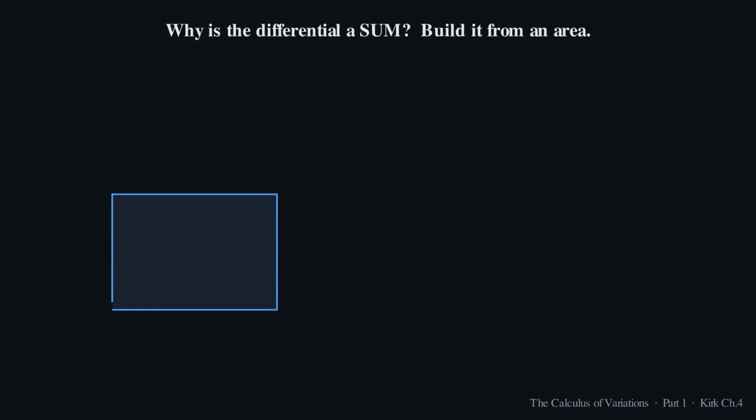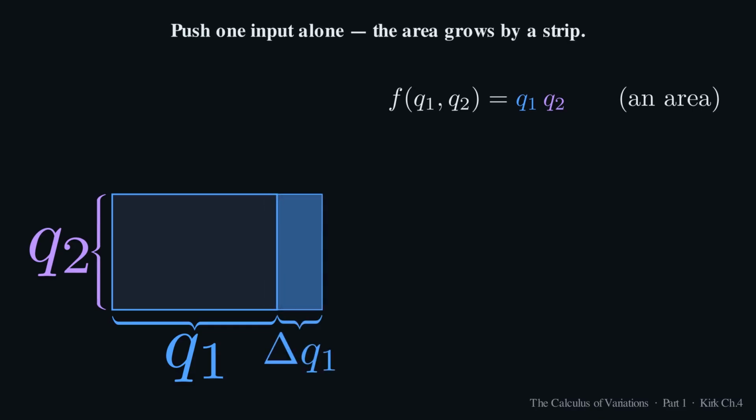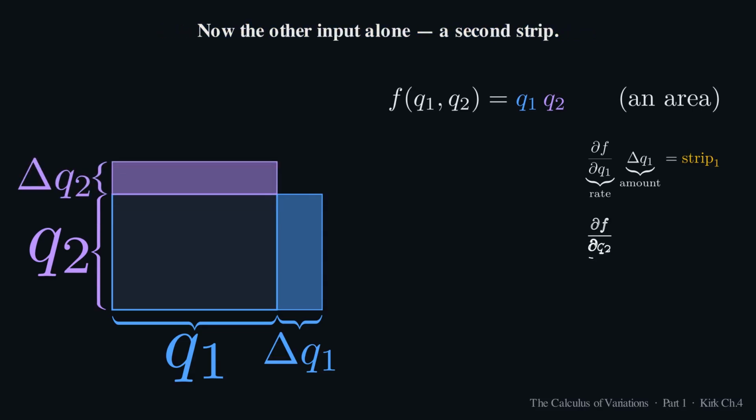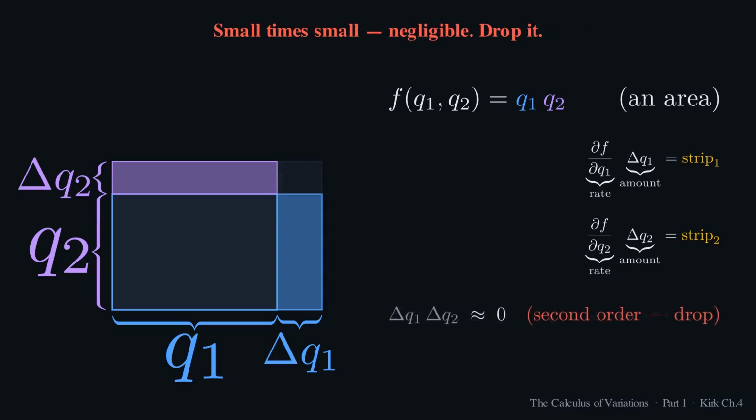Last time, we split the change in cost into a clean first order part and a smaller squared leftover. Let's build that first part from a picture you can see. Take a function of two inputs, the area of a rectangle, width q1 by height q2. Push just the first input. Stretch the width by delta q1, holding the other side. And the area grows by one thin strip.